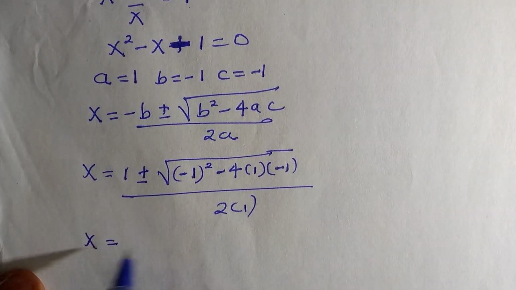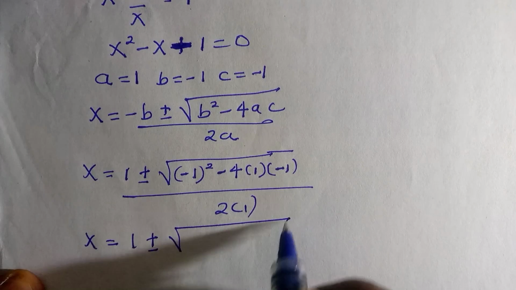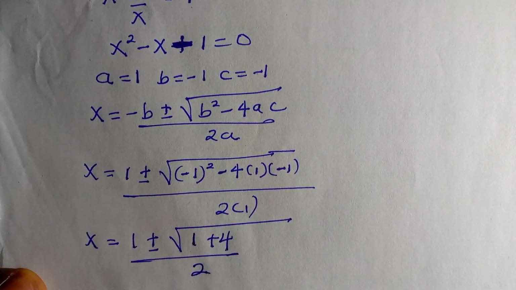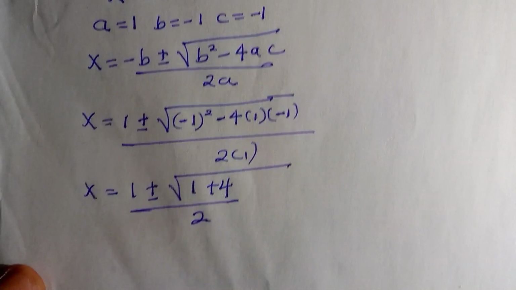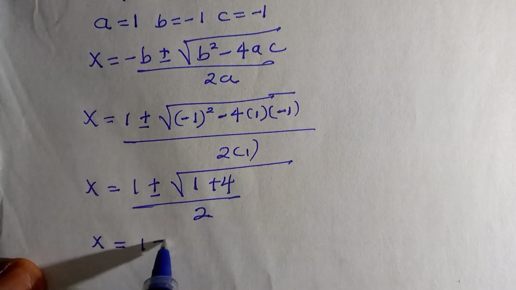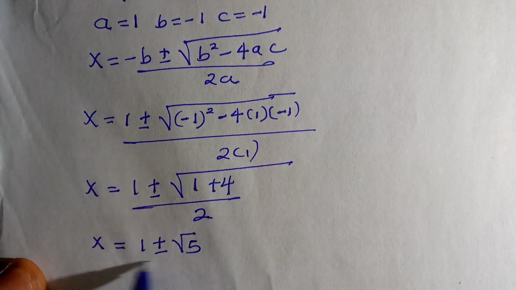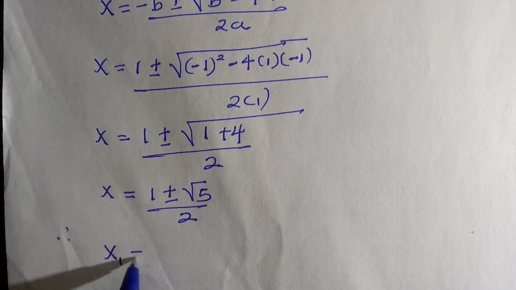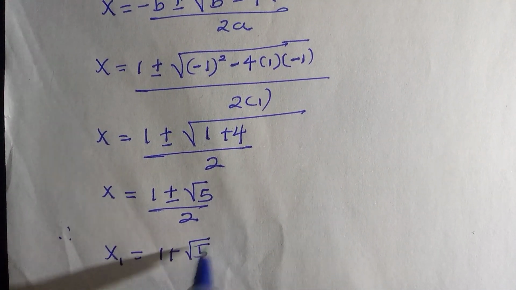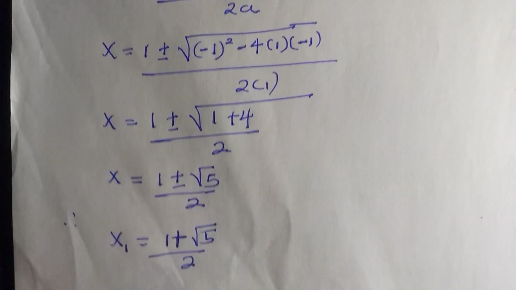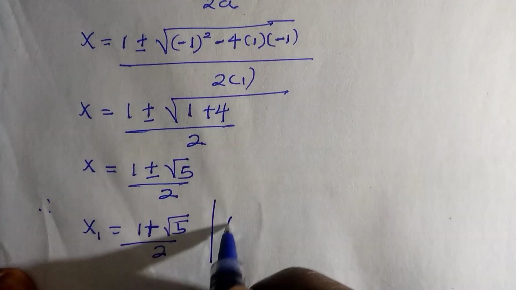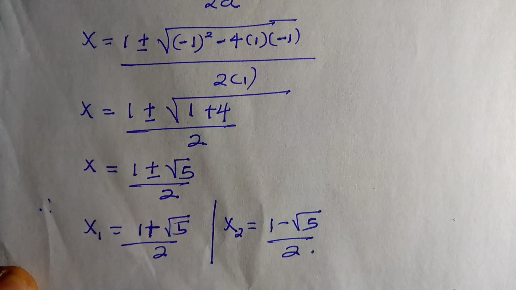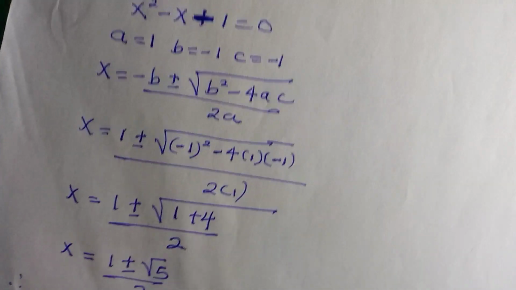The next step is we have x equals 1 plus or minus the root of 1 squared, which is 1, plus 4, divided by 2. And 1 plus 4 is automatically 5. We have 1 plus or minus root 5 divided by 2. Here we have x1 equals 1 plus root 5 divided by 2, and we have x2 as 1 minus root 5 divided by 2. So we have gotten two roots for the equation above.